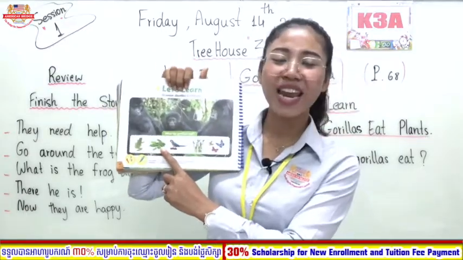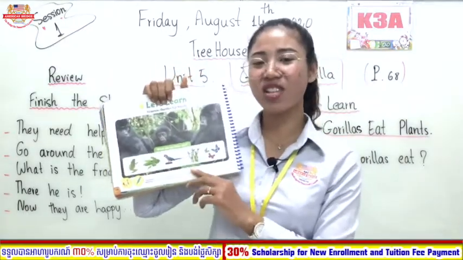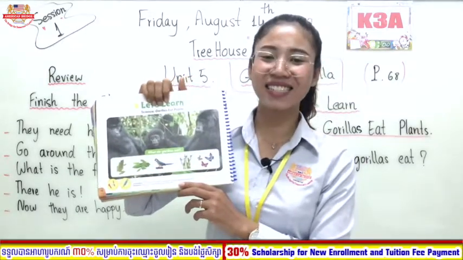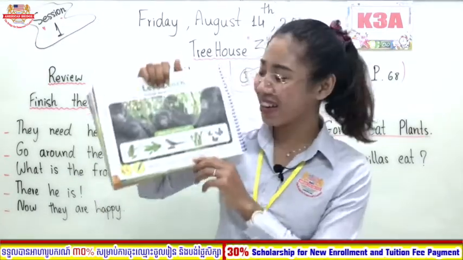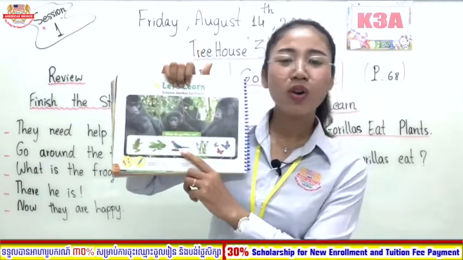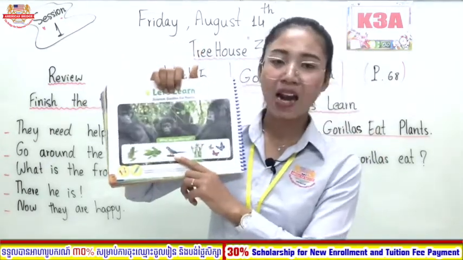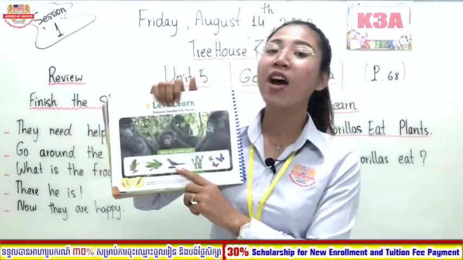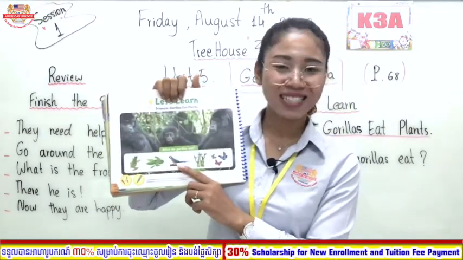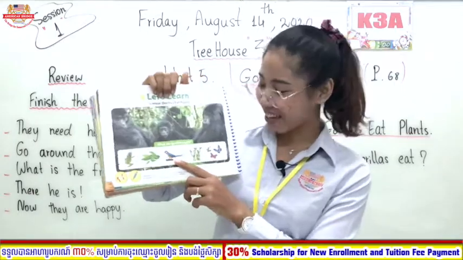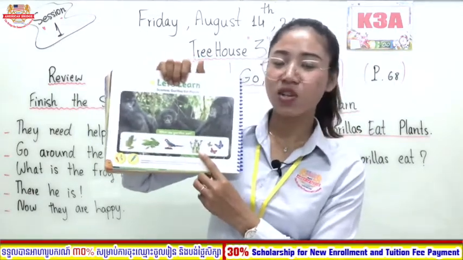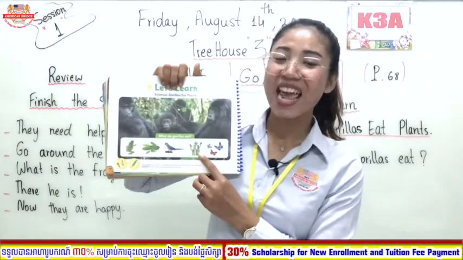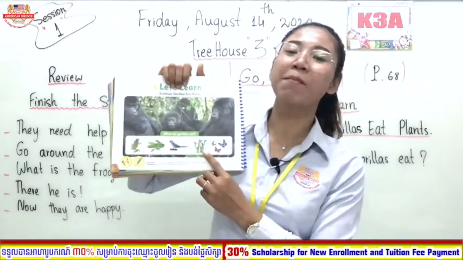What do gorillas eat? Do gorillas eat grass? If I ask like that, you need to answer, yes, gorillas eat grass. Understand, right? Okay, good. If I say, do gorillas eat parrots? You need to answer, no, gorillas don't eat parrots. Okay, got it? If I ask you, do gorillas eat bamboo shoots? You need to say, yes, gorillas eat bamboo shoots.